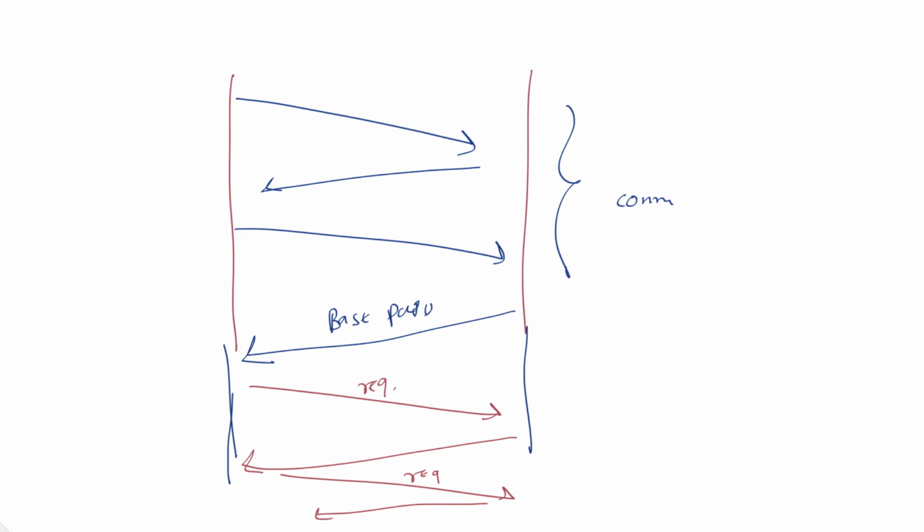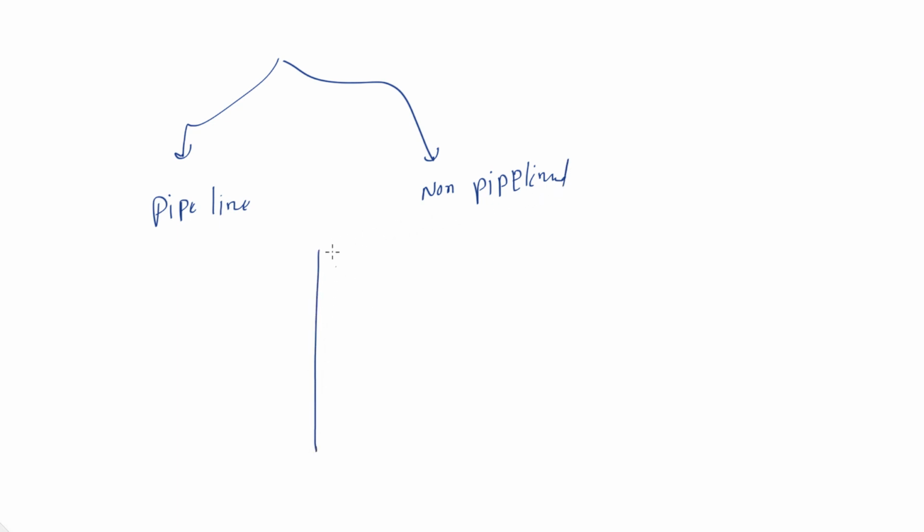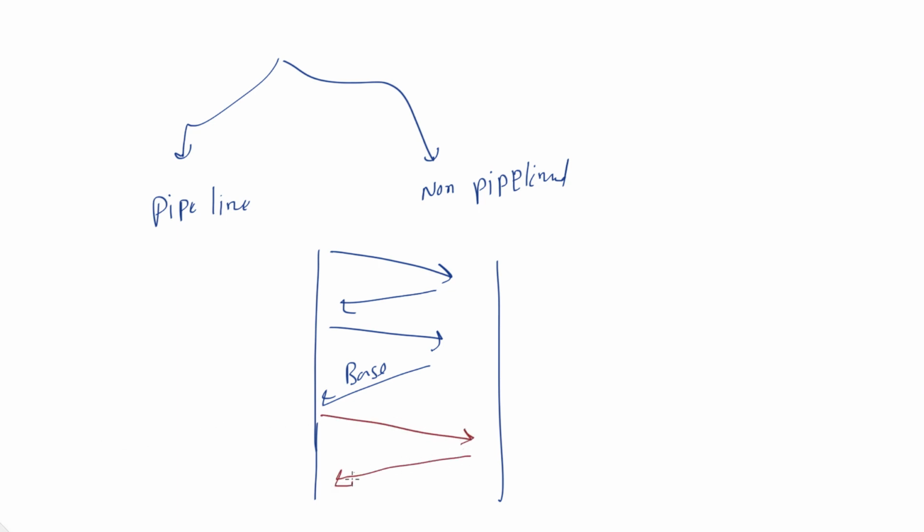Now this persistent connection comes in two flavors: pipeline and non-pipeline. Both are very simple. Pipeline and non-pipeline matter when you have multiple objects that you want to fetch. This is just the connection establishment phase. Once you get the base web page, let's suppose you want to retrieve 5 images. Then non-pipeline says that you request one image and get one image, right? And then request another image. This is the second request, then get the image, like that, right?